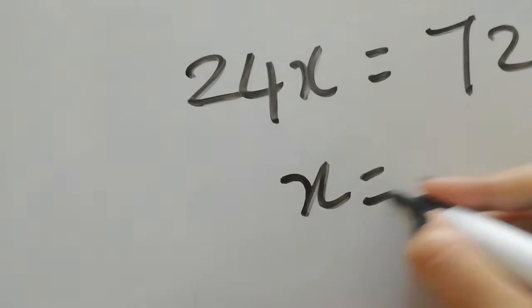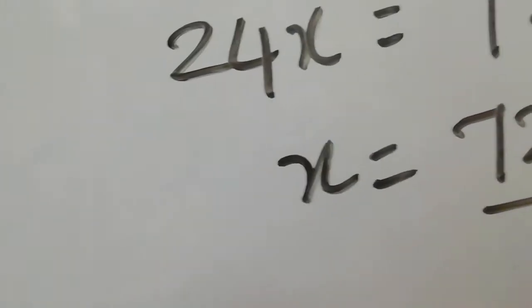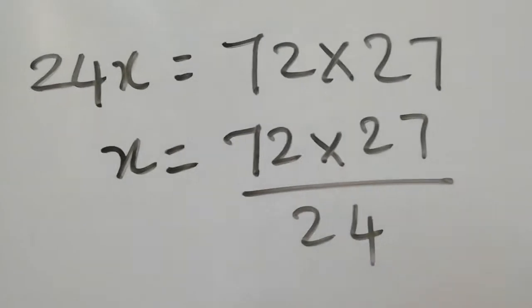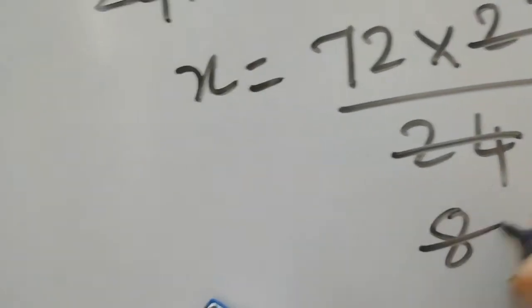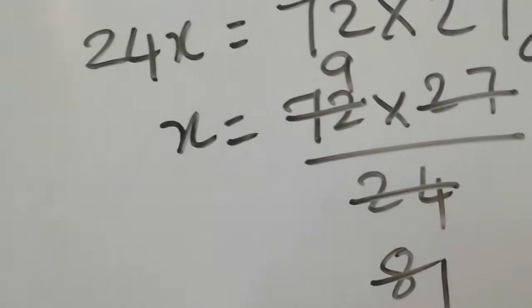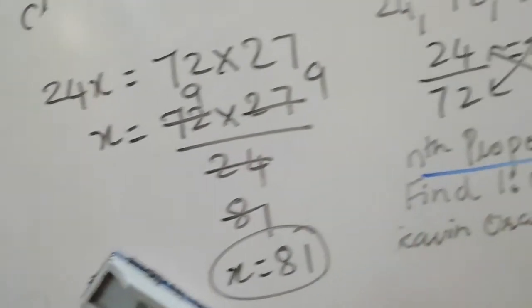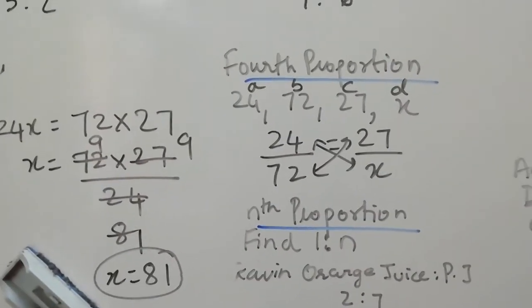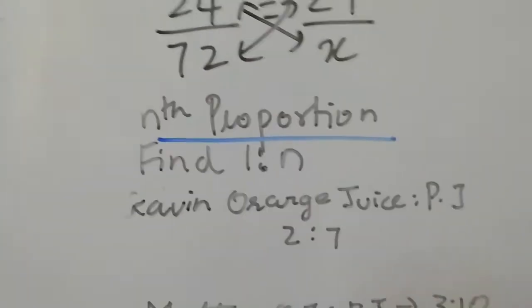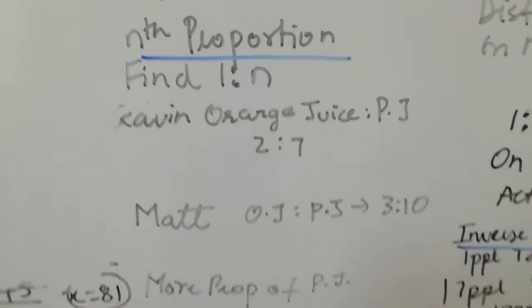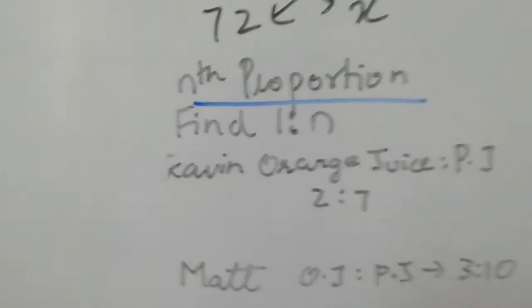Again the same thing, variables on one side, numbers on the other side. Multiplication, when it goes to the other side, becomes division. 3 8s are 24, 3 9s are 27, 8 9s are 72. So X is equal to 81, right? X is equal to 81. So we have got our fourth proportional as 81. Now there is something called nth proportion. You have to find the nth proportion, find 1 is to n. It's very easy. Just go as per the logic and things will become easier.